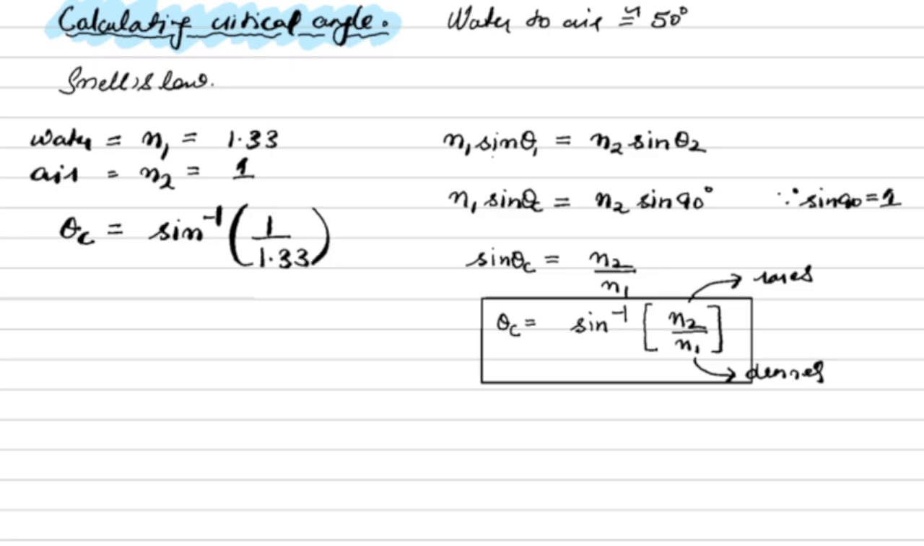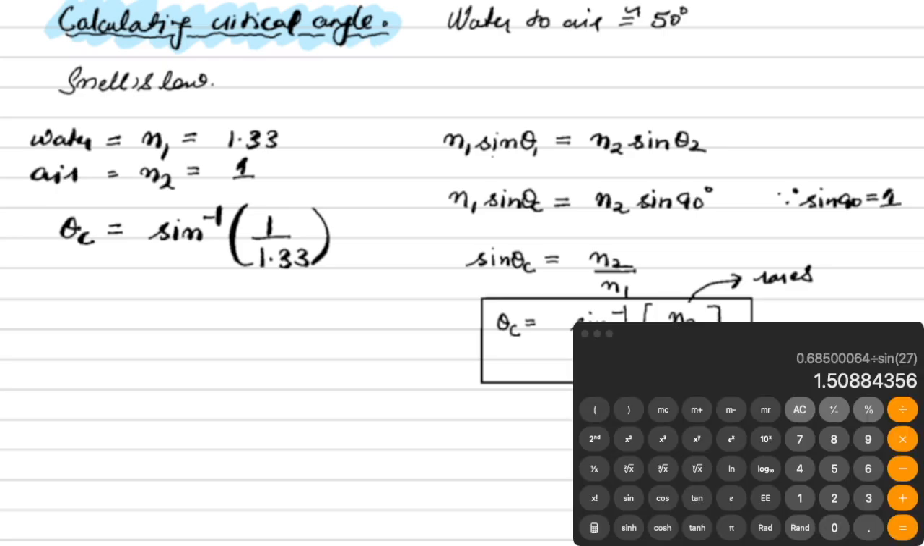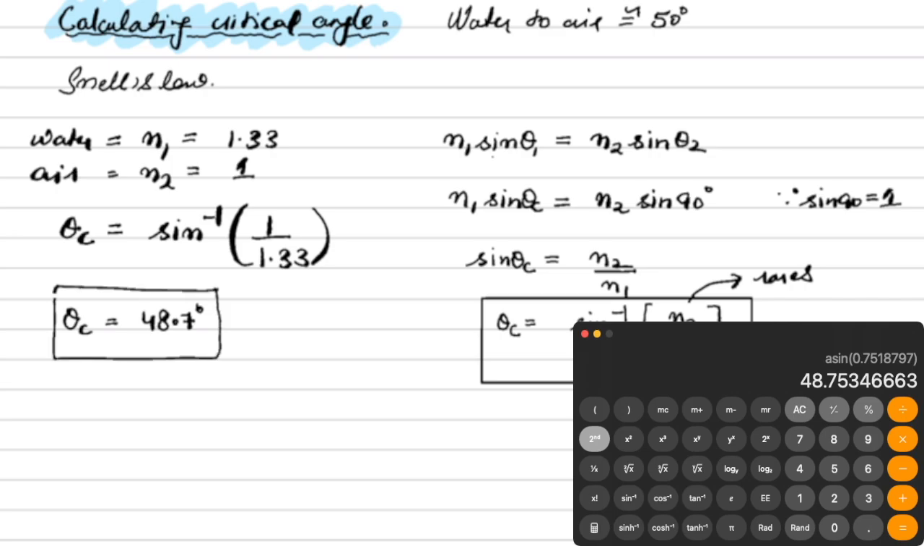So let me use my calculator here. I will take 1 divided by 1.33. That is my n2 by n1. And I will take sine inverse of that. And I will get 48.7 degrees. So that is my critical angle for the condition which we have given, that the medium is water to air, denser to rarer. So that's how we can calculate this.